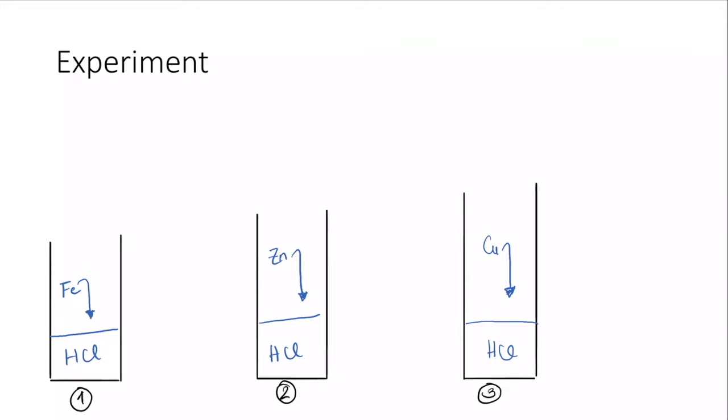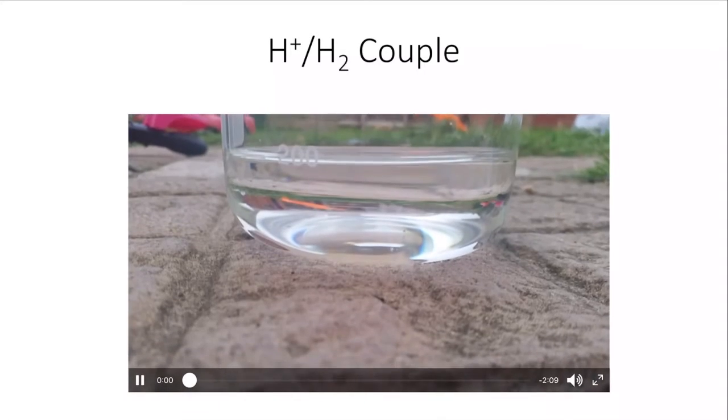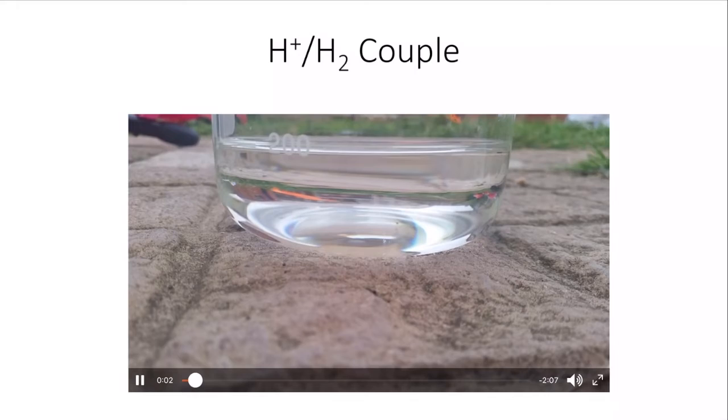In the first one, we had a reaction. And in the second test tube, the one with Zn and HCl, we had also a reaction. Here, no reaction. Now, how were we able to recognize that there was a reaction? I want you to watch the video.